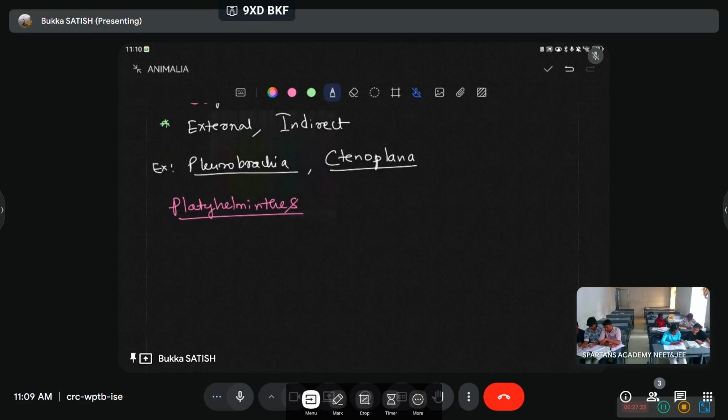Next one, Platyhelminthes. So what do you see for the first time in this phylum? For the first time you can see organ level of organization. Very good. Then for the first time, triploblastic. Anything else? Bilateral symmetry. Very good.